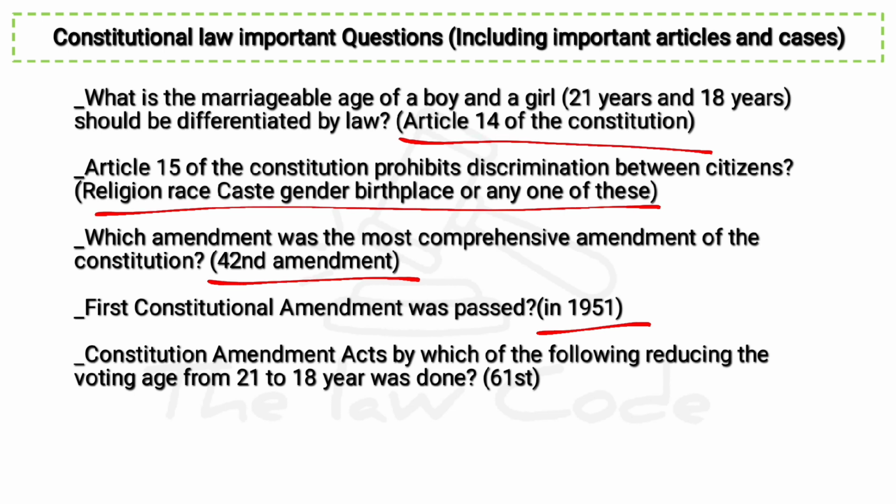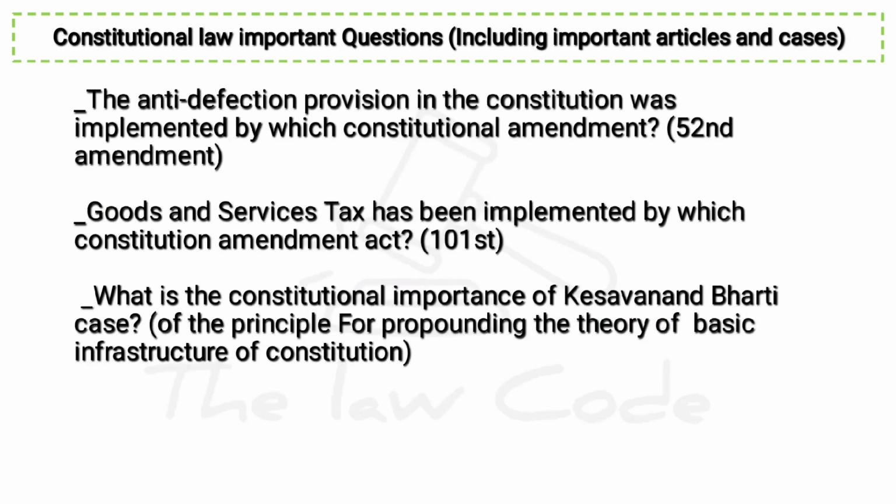Constitution Amendment Acts by which of the following reducing the voting age from 21 to 18 years was done? 61st. The anti-defection provision in the Constitution was implemented by which constitutional amendment? 52nd Amendment. Goods and Services Tax has been implemented by which Constitution Amendment Act? 101st. What is the constitutional importance of Kesavananda Bharati case of the principle for propounding the theory of basic structure of Constitution?